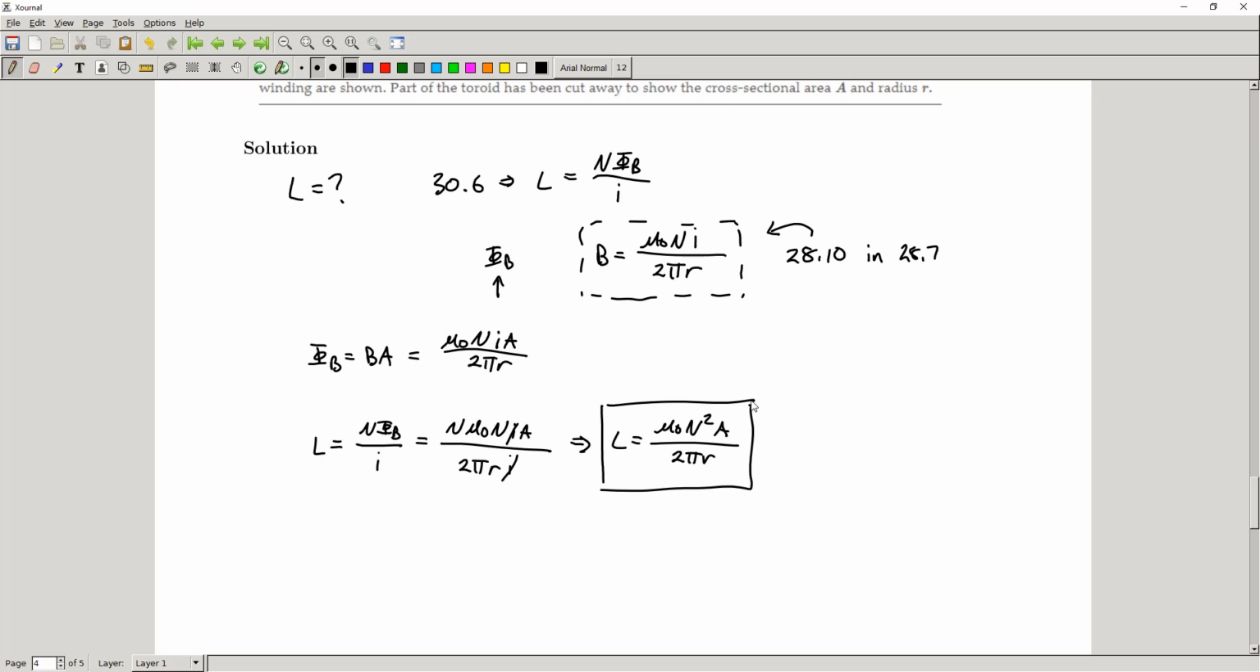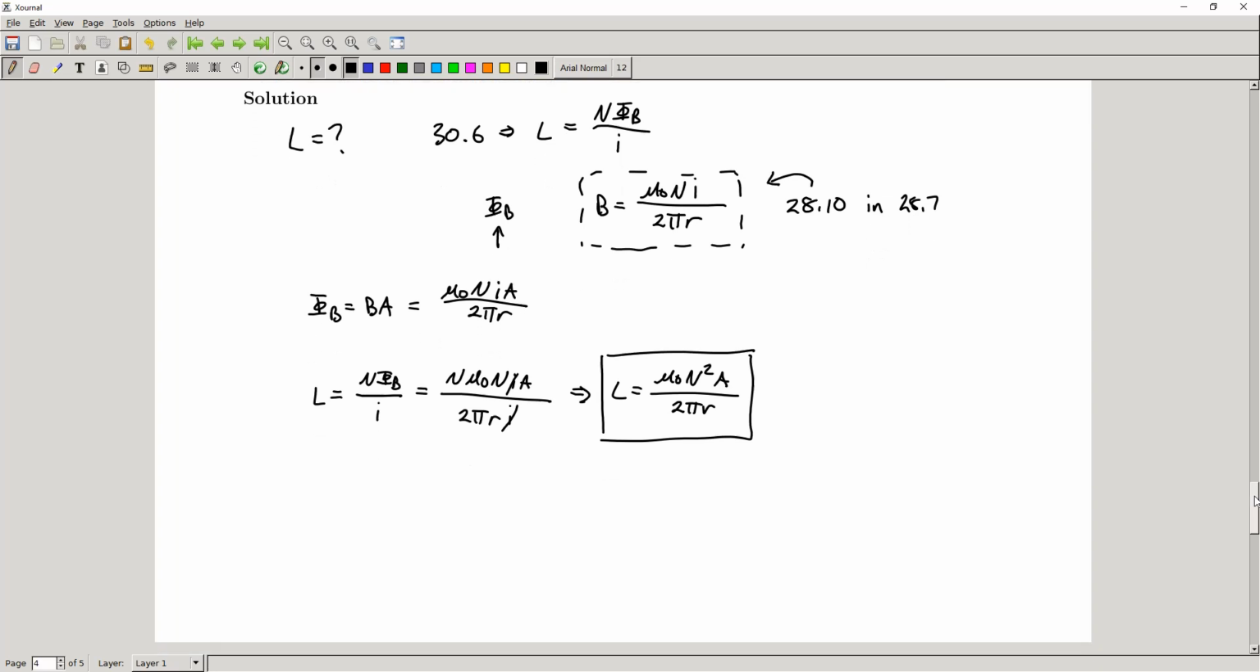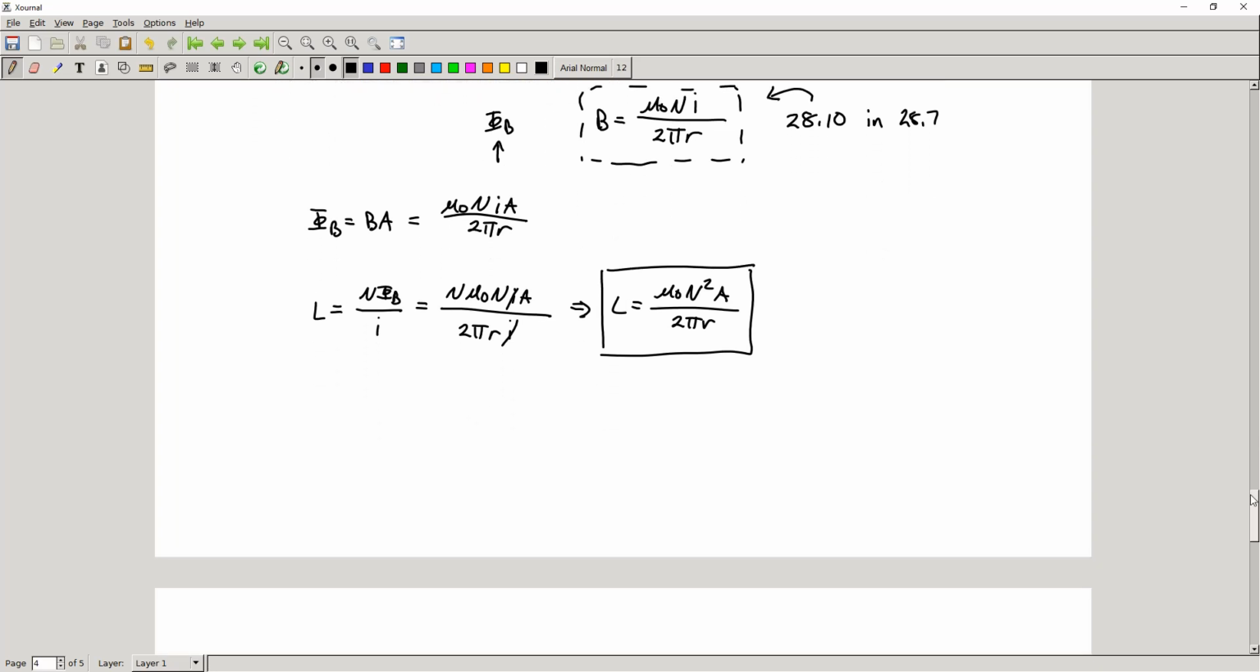Something like that. So that's the sort of result that we're looking for here. That's L in terms of quantities that we could measure for our toroidal solenoid. But we're going to put some numbers to this because, like in the previous section, we're going to carry this forward and do something with this in the next example.